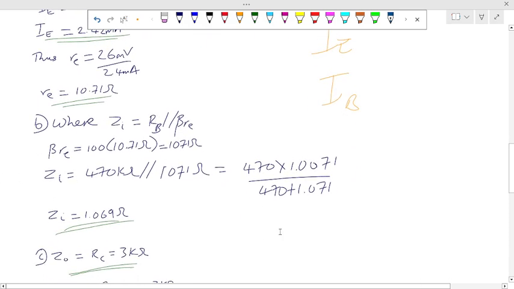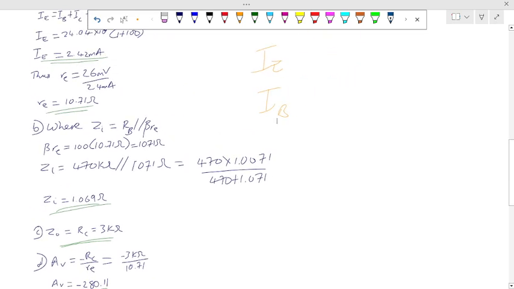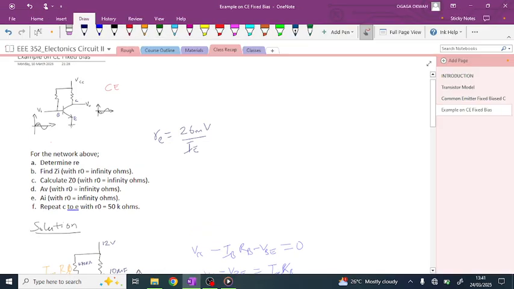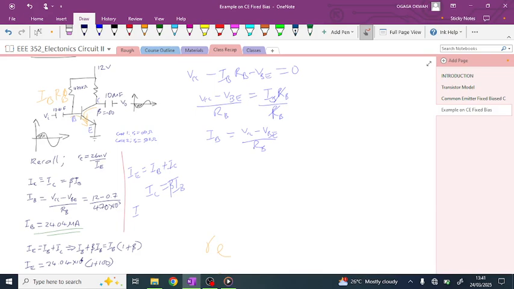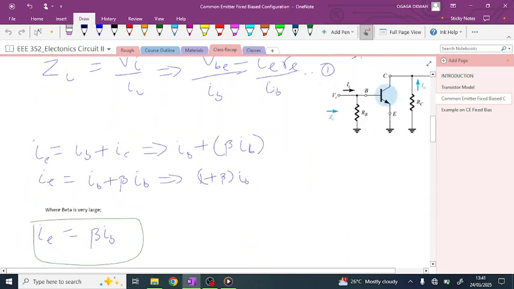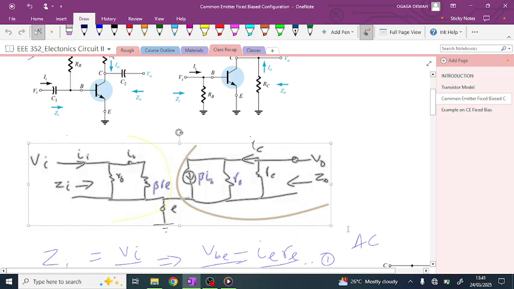Then for B, we are asked to look for ZI. Now to look for ZI, what we do is this. There is a diagram I'm supposed to draw. I just recall I'm supposed to draw that diagram, which is the RE model, which I talked about in the previous video. Or I think I should just copy it and bring it here because it's the same thing. Yeah, this is it, the RE model. We did it in this video here, so I'll just copy it and bring it over to what we have here.